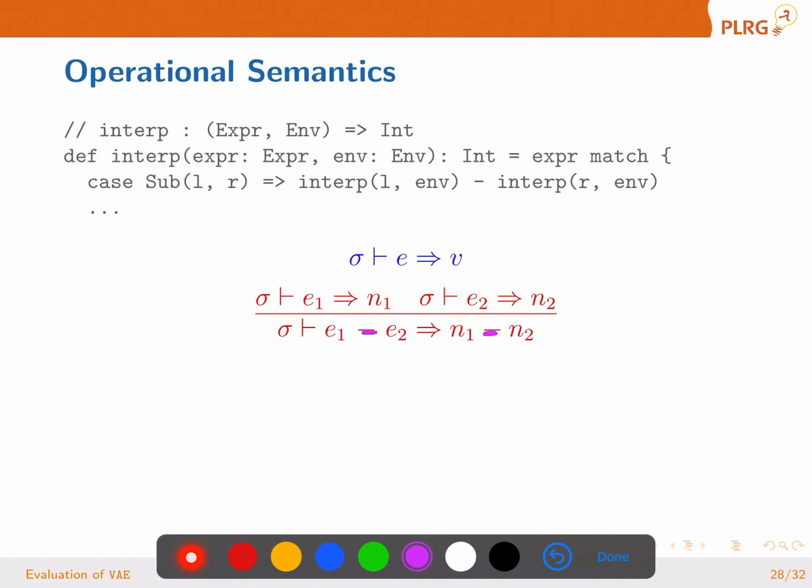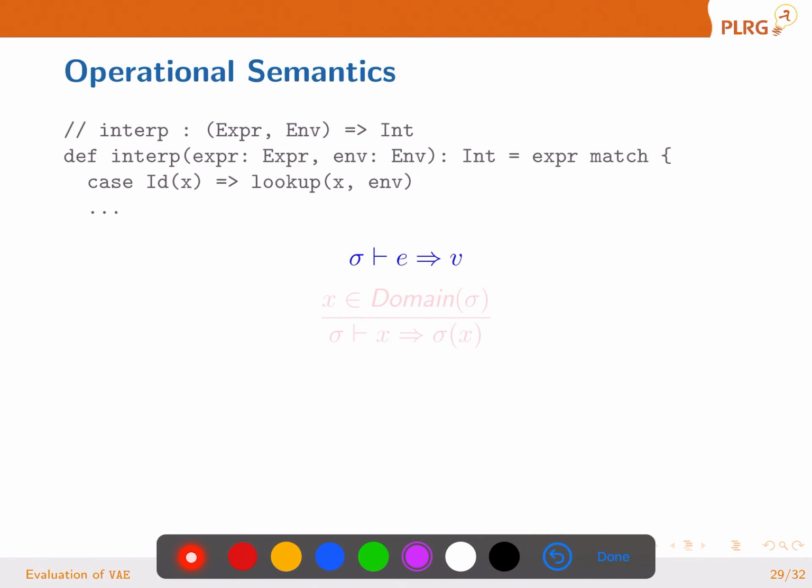Yeah, please, let's move on. What's the new thing? The new thing is the identifier, right? How are we going to evaluate the identifier? Remember?